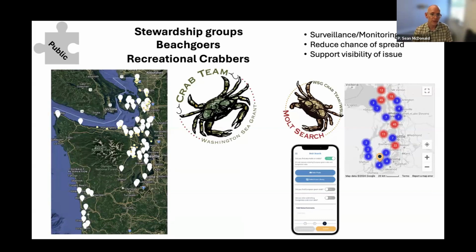More recently, Washington Sea Grant started, along with Washington State University, so it's a UW-WSU collaboration. Doesn't happen often, but it does happen. It's a volunteer-based early detection program focused on inland shorelines of Washington State. And this is an app-based program that allows volunteers to do timed molt hunts to search for evidence of green crabs in the form of molted shells. So it's a little bit like an Easter egg hunt. If you're not familiar with the program, I would encourage you to get involved because it's a lot of fun, and it's a great way to help contribute to surveillance efforts.